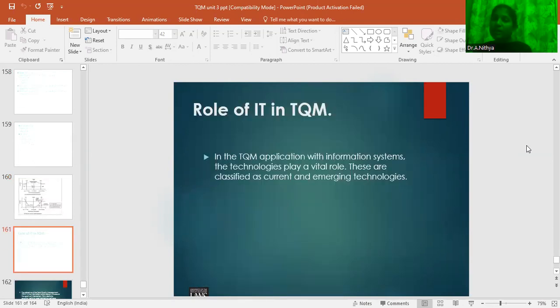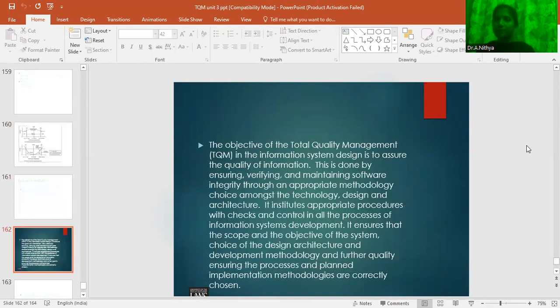Next is role of IT in TQM. So in the TQM application with information system, the technologies play a vital role. So these are either classified as current or emerging technologies. So what is the objective of TQM in information system? This is to ensure quality of information. So how is this done? This is done by ensuring, verifying and maintaining software integrity through an appropriate methodology, technology, design and architecture.